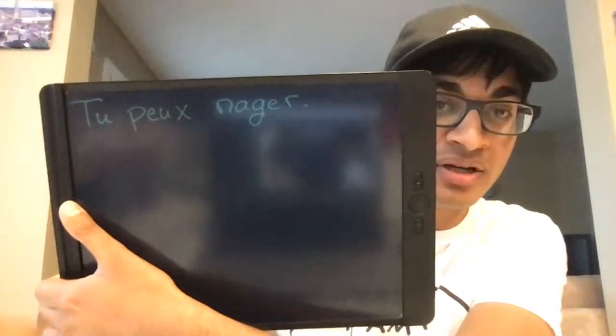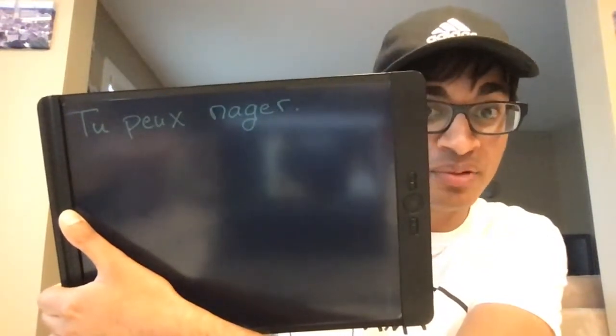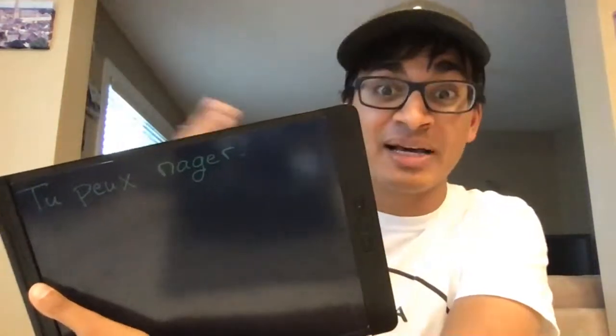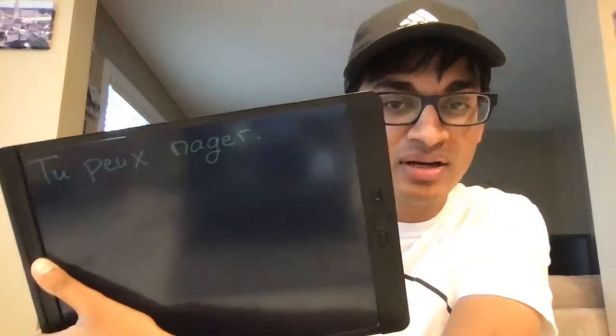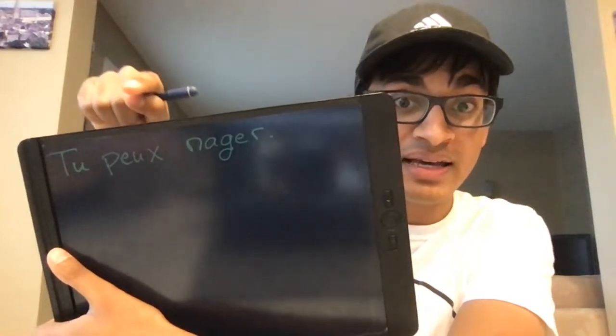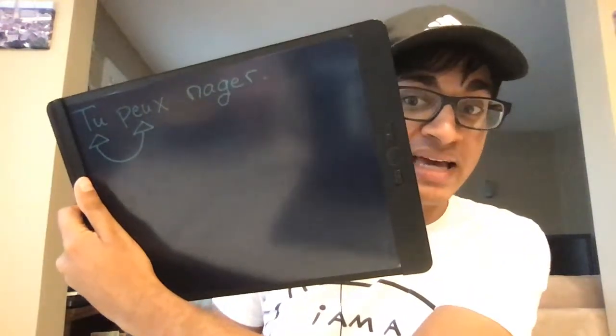You can swim. So let's follow the same structure we did last time. If we want to make this into a question, I could just say, tu peux nager, and change my intonation. That makes it into a question. Or, like I just said, we can swap the position of the subject, tu, and the verb, peux. So let's do our little fancy dancy arrows. We swap the positions, and it becomes peux, tu, nager. Peux-tu nager?